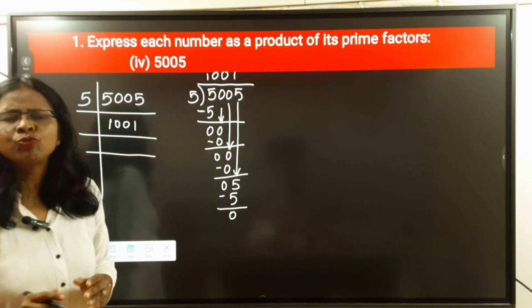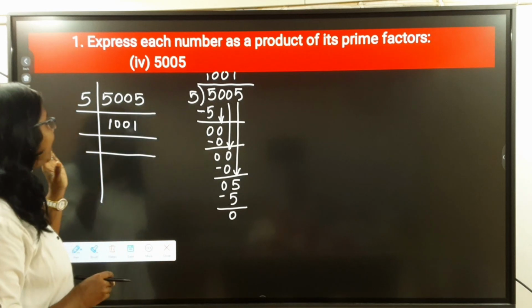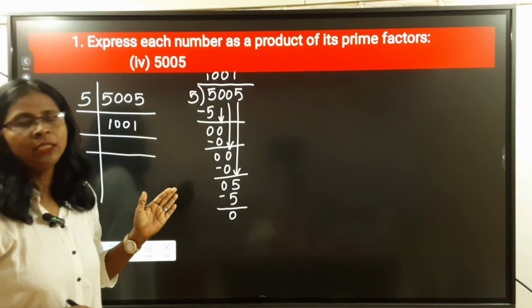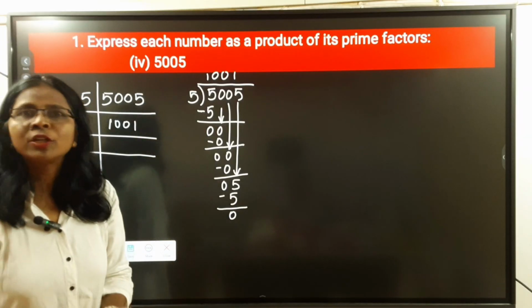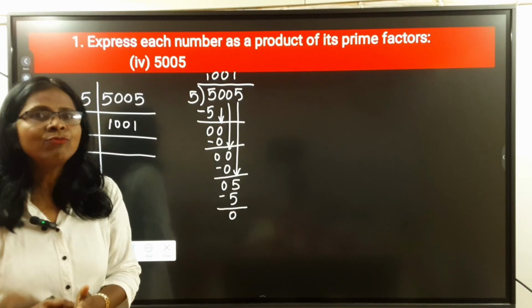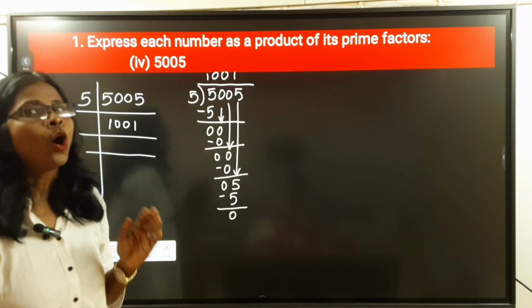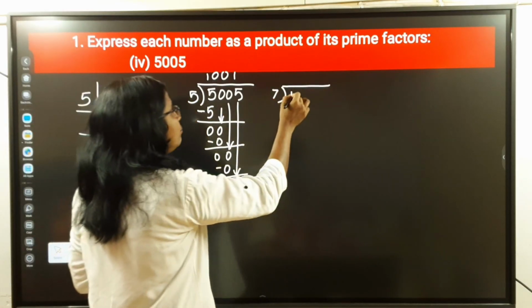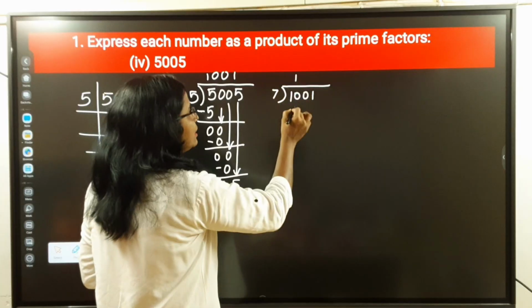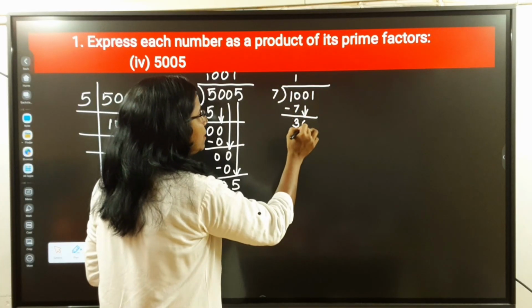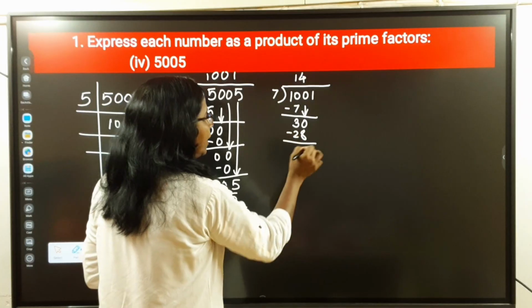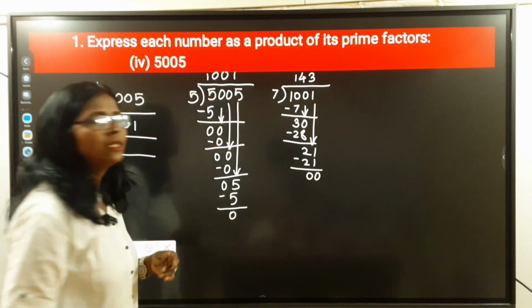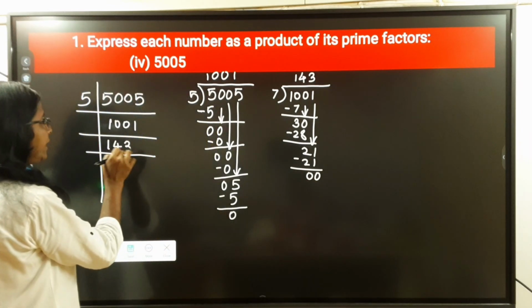Now 1001 is not divisible by 2. Could it be divisible by 3? No, it cannot be divisible by 3, not 4, not 5, not 6. But we can check whether it is divisible by 7 or not. So 1001 divided by 7. 7 ones are 7. Then 3, then 0, 7 fours are 28, then 2, then 1, 7 threes are 21. Yes students, it is divisible by 7. So I write here 143 and here 7.